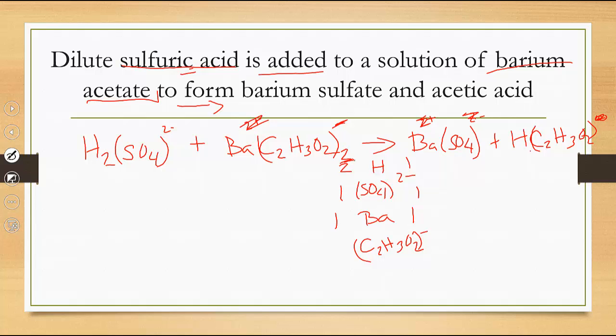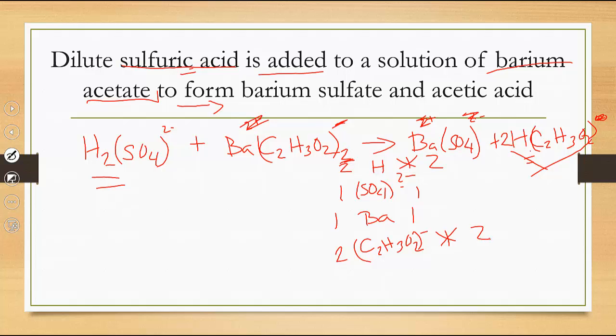So the only thing that doesn't match up is the hydrogens. So if I look here, I have 2 hydrogens on the left hand side. Over here I only have 1, so if I multiply this by 2, that means I have 2 hydrogens now. That's the only number I put in there. That's the only coefficient. So that also changed the acetate to 2. And now it's all balanced.